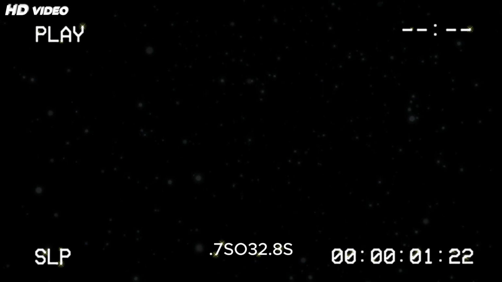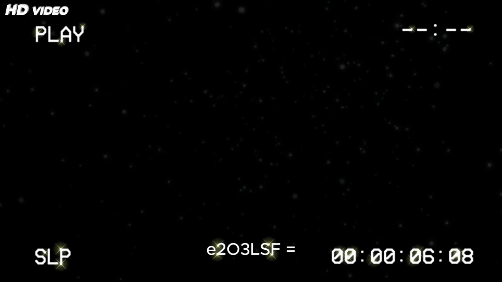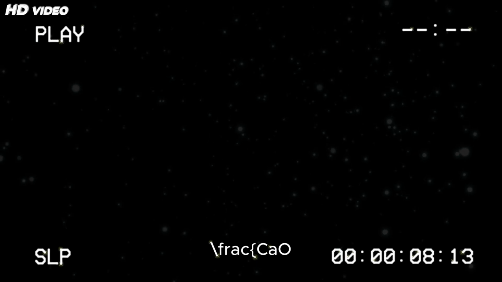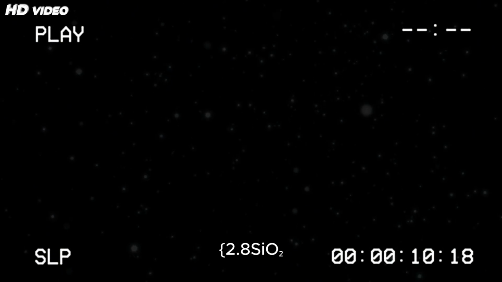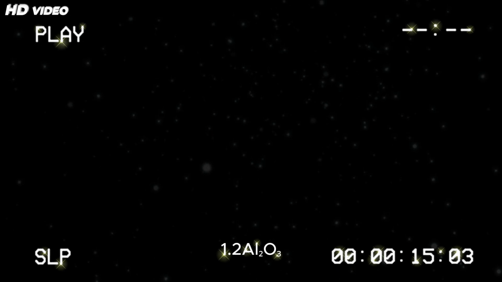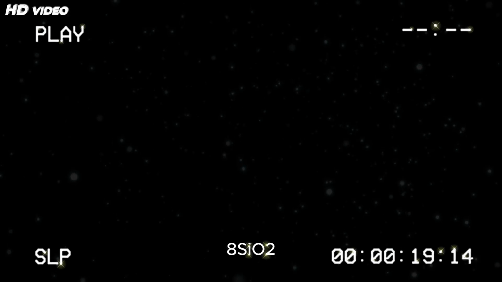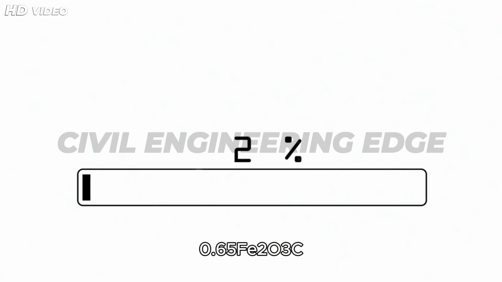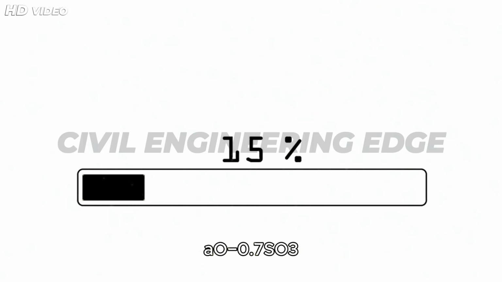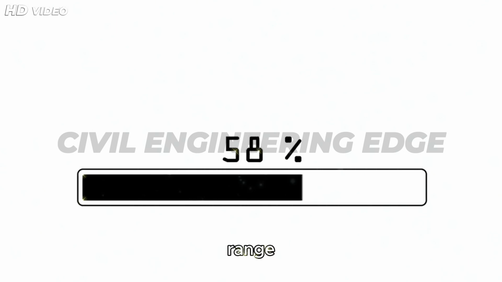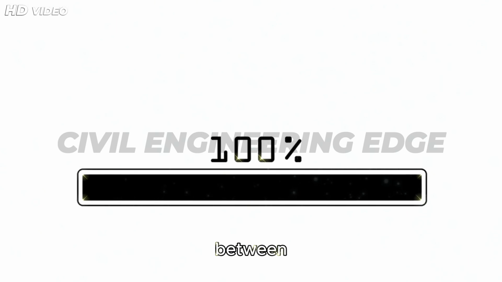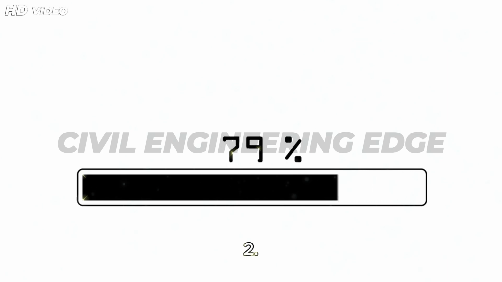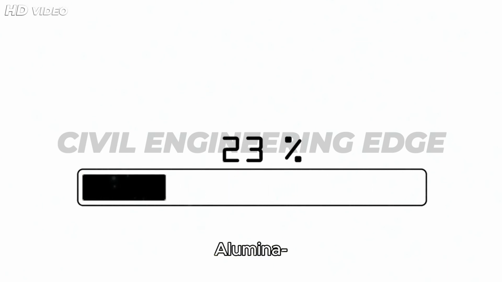LSF equals CaO minus 0.7 SO3 divided by 2.8 SiO2 plus 1.2 Al2O3 plus 0.65 Fe2O3. It should range between 0.66 to 1.02.